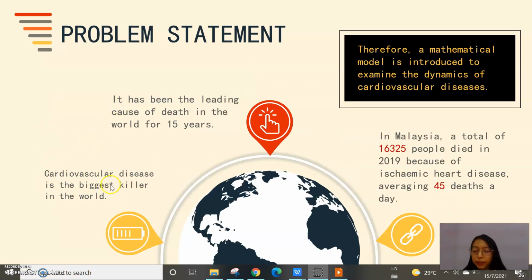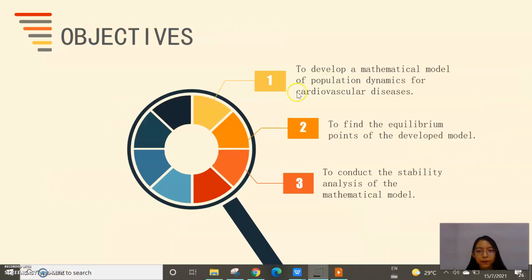Cardiovascular disease is the biggest killer in the world. It has been the leading cause of death in the world for 15 years. So in Malaysia, a total of 16,325 people died in 2019 because of ischemic heart disease. It means averaging 45 deaths in a day. Therefore, a mathematical model is introduced to examine the dynamics of cardiovascular disease.